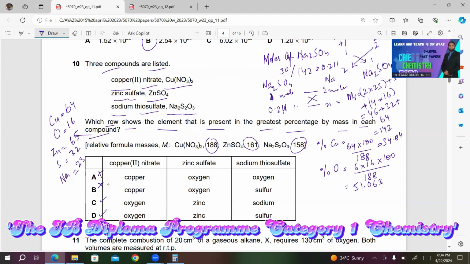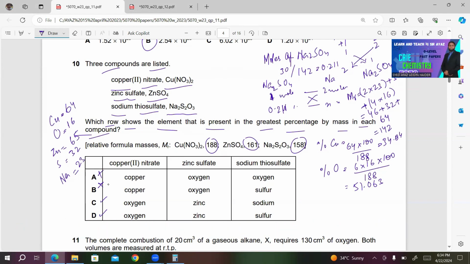You see, I have narrowed down the choices, so no need to work out the oxygen in zinc sulfate as well as in sodium thiosulfate. And you don't need to work out the percentage of zinc in zinc sulfate because obviously both C and D contain zinc. So zinc must be present in the large percentage. What about sodium thiosulfate? It's either sodium or sulfur.